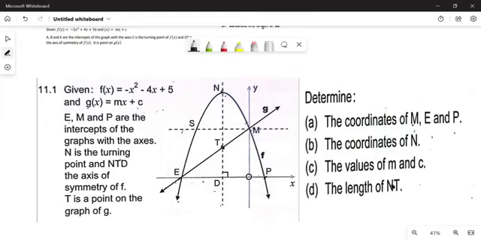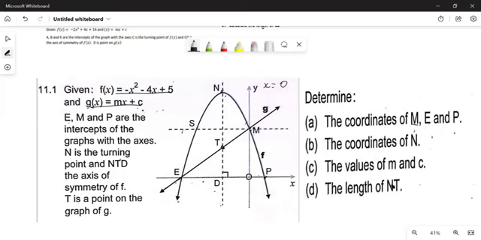The first question says, calculate the coordinates of M. Let's check what is happening at M. Start with M. What is happening there at M? They meet each other. Yes, but not only are they meeting each other, they are also meeting the y-axis. If they are meeting the y-axis here, what do we know about x on the y-axis? x is going to be equal to 0. So we can say x is 0 on this equation and x is 0 on this equation.